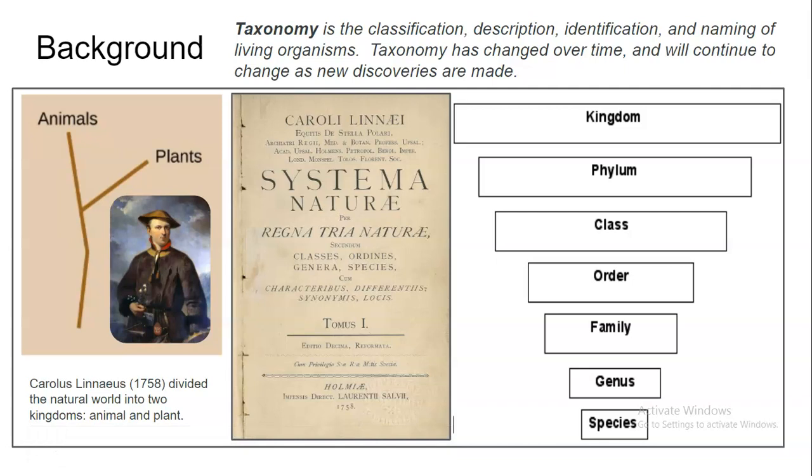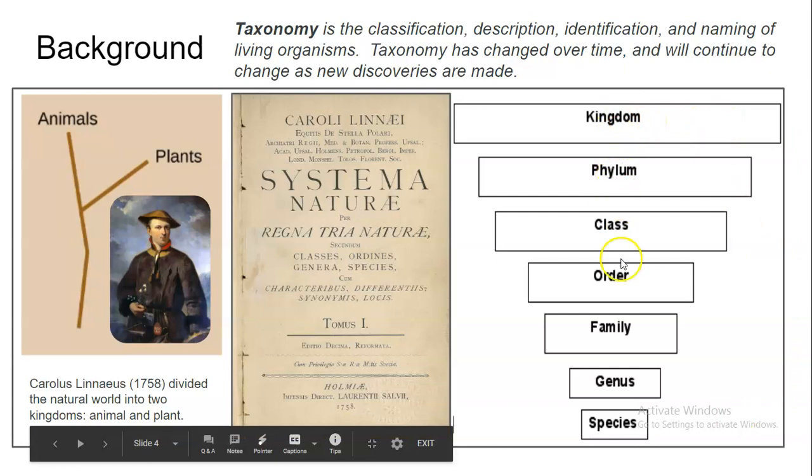Carolus Linnaeus in the 18th century divided the natural world into two kingdoms, animals and plants. And he actually wrote a book called Systema Naturae that was the first real international taxonomic book, in which he outlined his hierarchy for life and also named thousands of species using his binomial system of nomenclature.